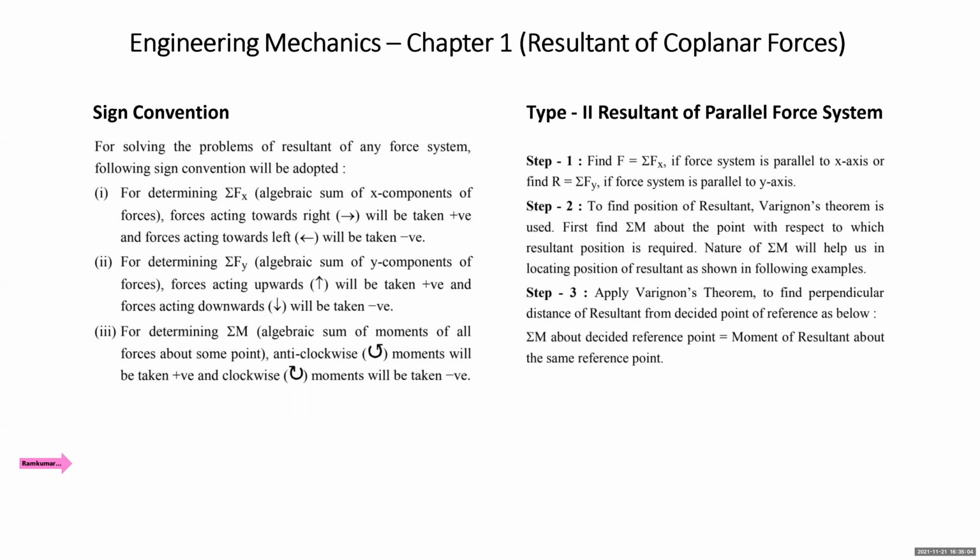Now, the third sign convention, which is important and is the new one you are coming across, is this part. In this type of problems, you need to find the algebraic sum of the moments of forces. We'll be applying Varignon's theorem, so we have to adopt a sign convention for moment. When you are summing the moments of various forces about a point, certain forces will be clockwise, certain forces will be anti-clockwise. So when you are finding sigma M for applying Varignon's theorem, we will be adopting anti-clockwise moments as positive and clockwise moments as negative.